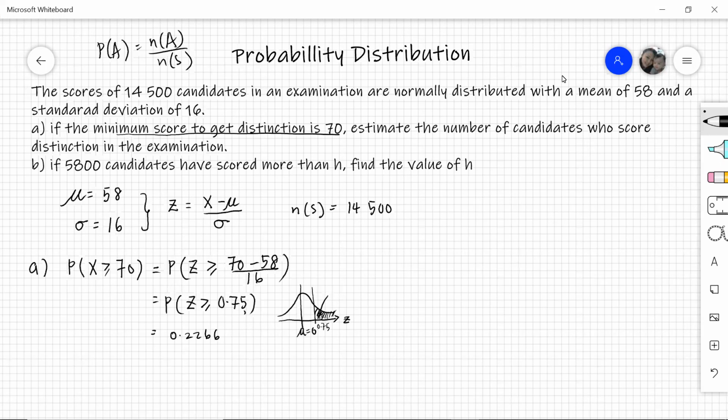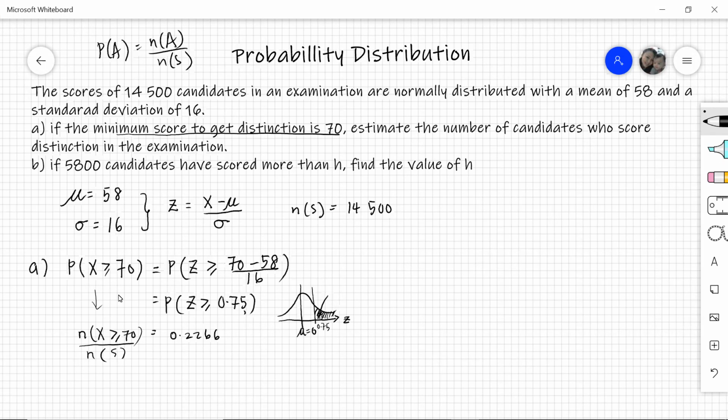And this one will represent the probability of the number of students who score distinction. Now, this is a complicated way to find the probability of students who score more than 70. Once we found the probability, we can actually use this: the number of scores greater than 70 over the number of the total sample. Isn't this the normal way to find the probability?